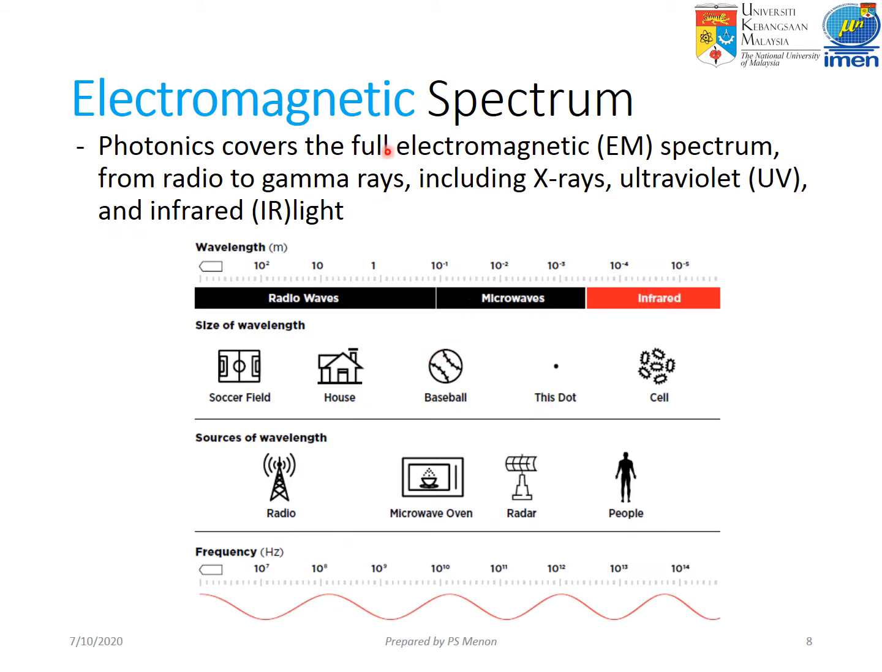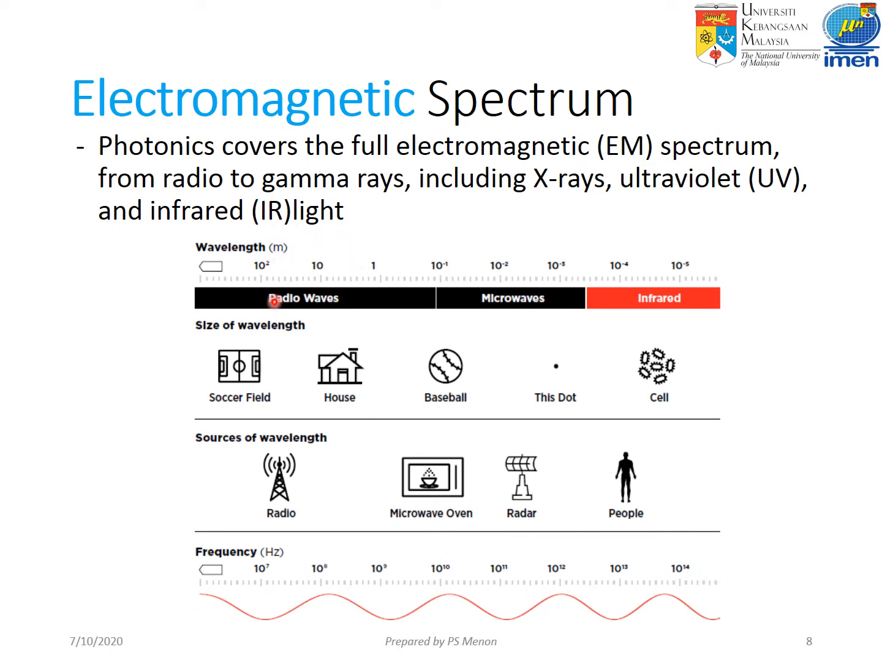Okay, so we move on to the electromagnetic spectrum. Photonics covers the full electromagnetic or EM spectrum from radio waves up until gamma rays, and this includes the X-rays, ultraviolet, UV, and infrared IR light. So as you can see from here, it's the wavelength. These are the names of the waves, and this shows the relative size of the wavelength, the sources of the wavelength, and finally the frequency.